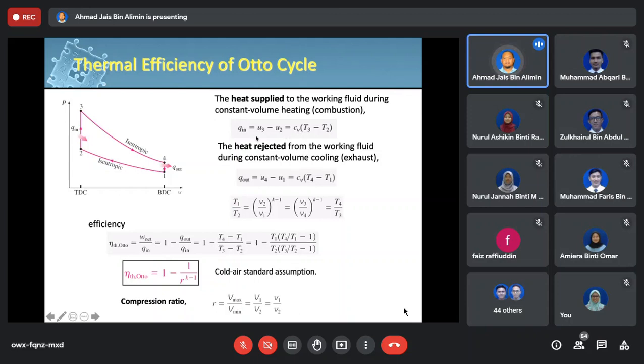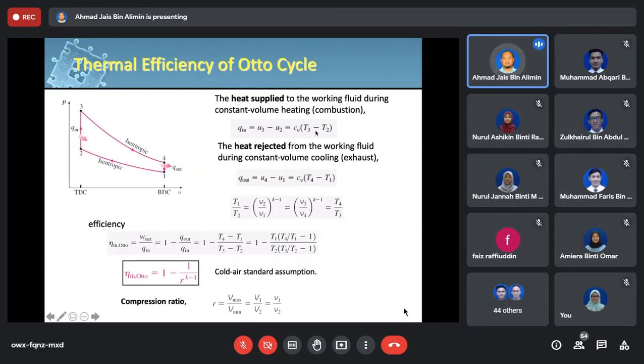Okay, when you want to define the Q in, it is based on the specific heat at constant volume, and that's why you need to use the temperature difference to calculate the amount of heat supplied. Okay, so delta U is equal to CV multiplied by delta T.